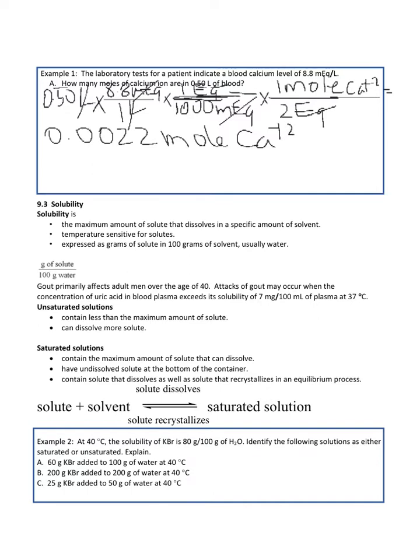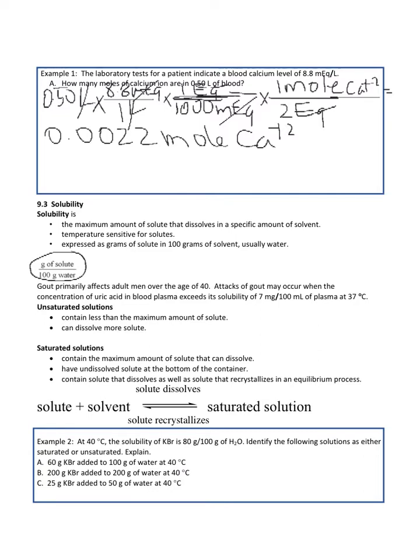Okay, let's talk about solubility, which is really important in this chapter. Solubility is the maximum amount of solute that dissolves in a specific amount of solvent. This is temperature sensitive, and is usually expressed as grams of solute in 100 grams of solvent, which is usually water. So again, we typically express this as grams of solute per 100 grams of water.